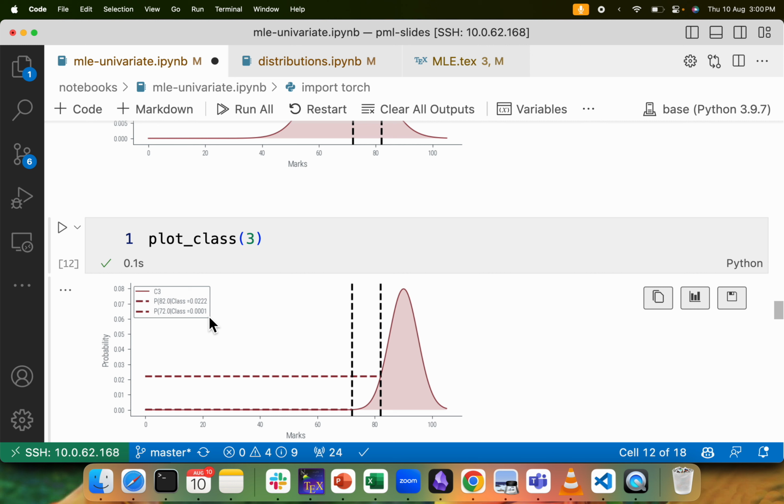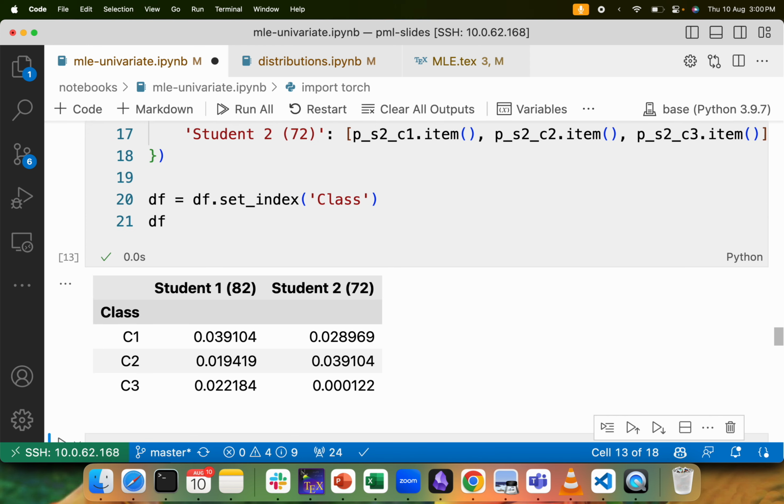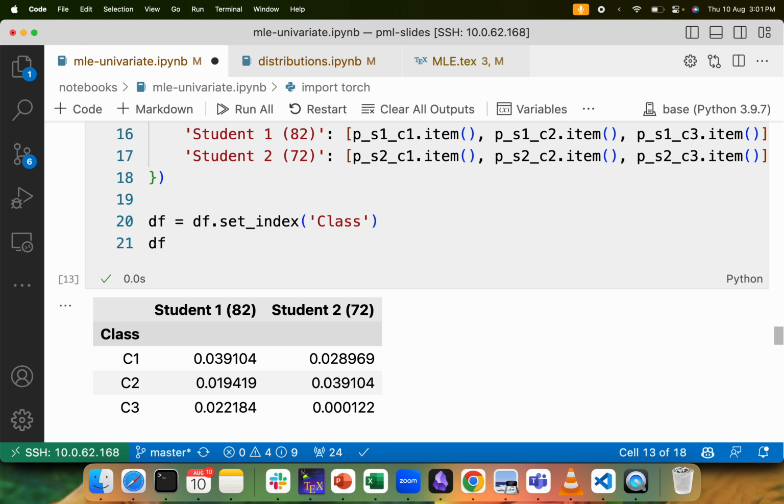So now we've got a pair of numbers for each class. Essentially what I have is a table like this now. Getting 82 from class C1 has a probability of 0.039, getting 72 belonging to class C1 is this. So now I have a 3 cross 2 matrix. But the question was not to create this 3 cross 2 matrix, the question was to tell me the most likely class belonging to these 2 students. So now you go back and look at the factorization which we discussed.